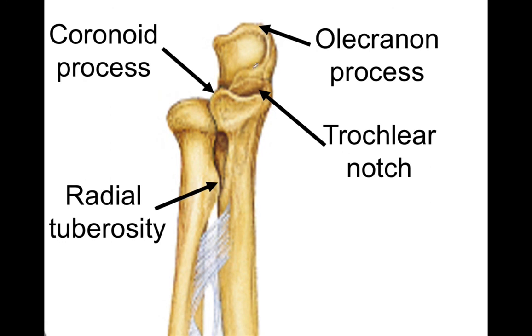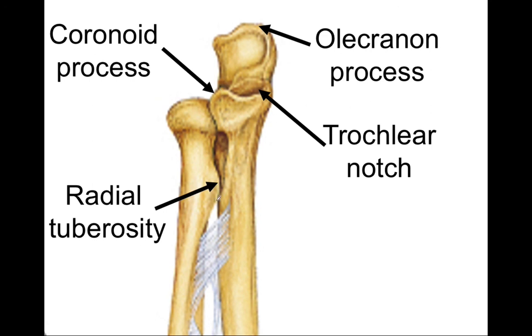So when these two bones are nicely articulating, the trochlea sits within this trochlear notch, hence where this gets its name. And the olecranon process will sit nicely in the olecranon fossa, and when we fully flex the arm, the coronoid process will sit nicely in the coronoid fossa.